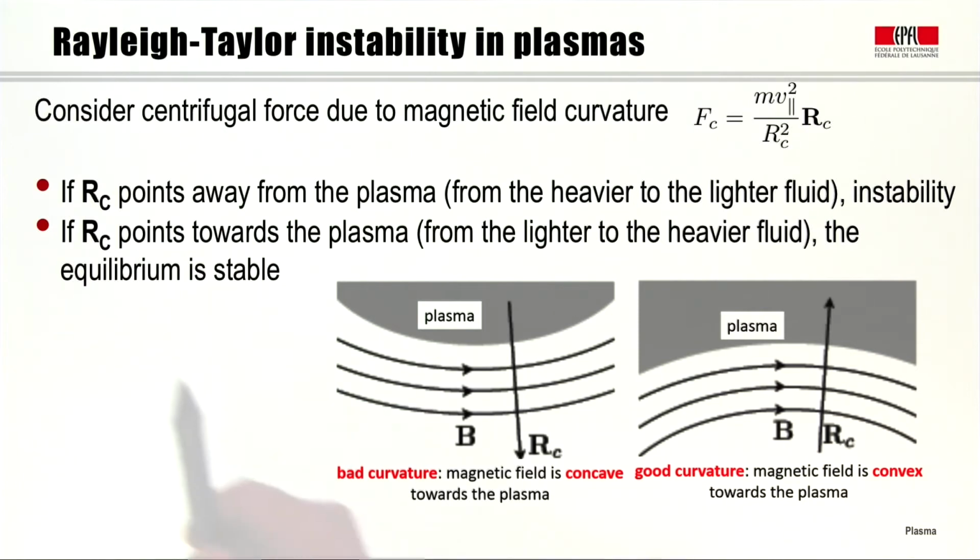The opposite situation is if Rc points towards the plasma, so from the lighter fluid, the vacuum, to the heavier fluid, the plasma. In this case, the equilibrium is stable, and this is a region of good curvature. The magnetic field is convex towards the plasma.